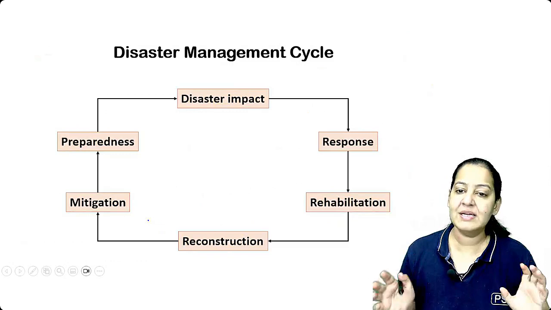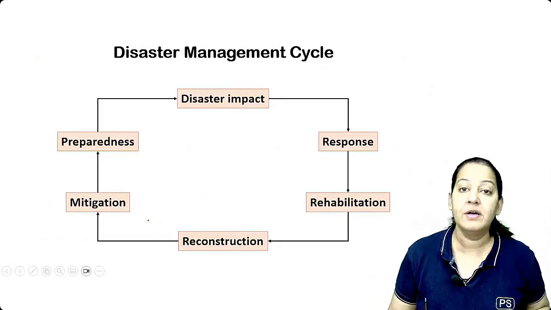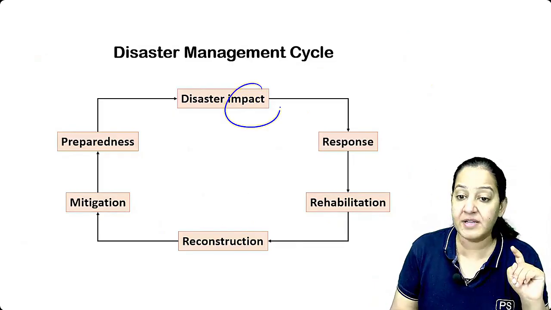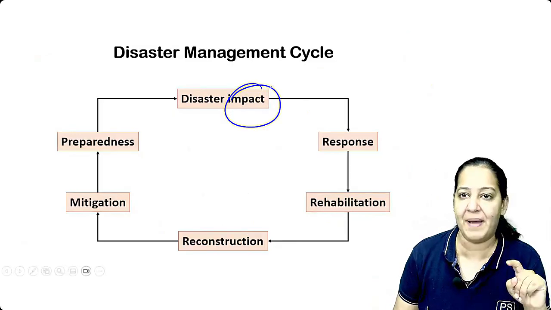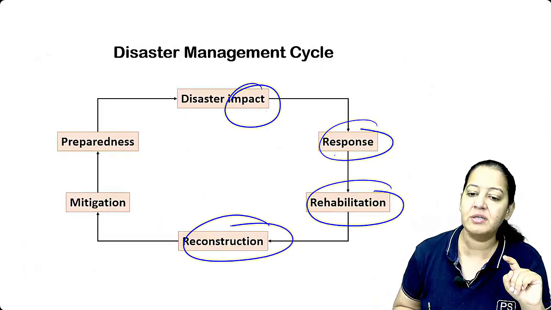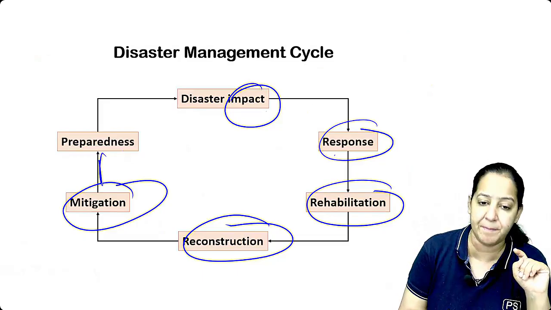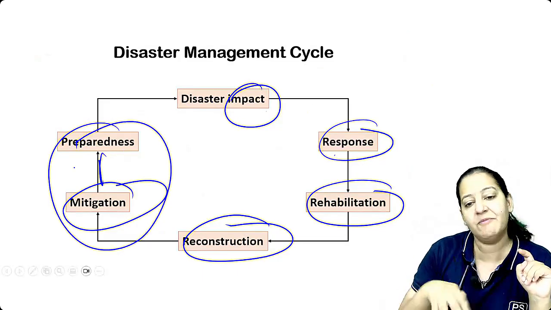Okay, now there is a disaster management cycle. What are the steps in the disaster? So first, when the disaster occurs, there is an impact of disaster. Let me explain the impact. After that, there is response, then rehabilitation, then reconstruction, then mitigation. Mitigation means that for the next time we are prepared. Preparedness and mitigation are the same. That for the next time we are doing the preparation.